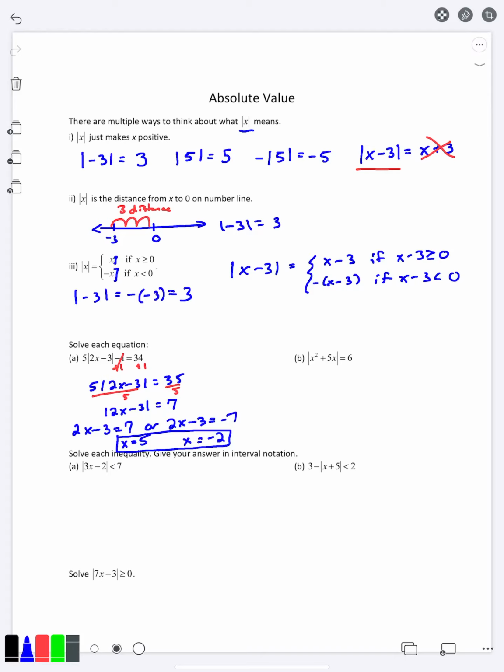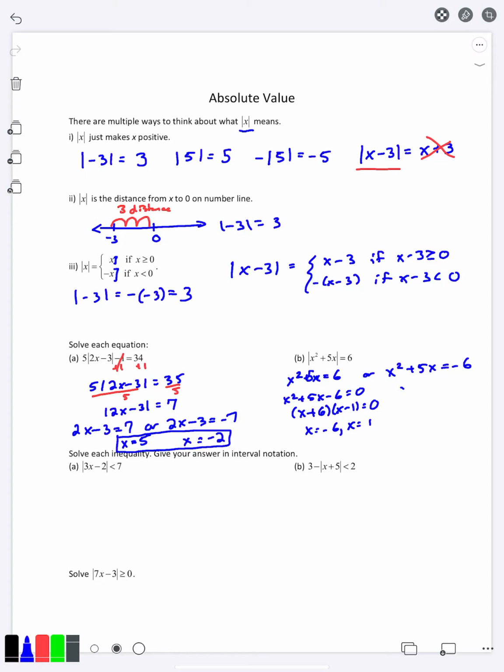For the second one here, they already gave us the absolute value by itself, so we can go straight to splitting this up to saying either x squared plus 5x is 6, or x squared plus 5x happens to be negative 6. And then this would give me x squared plus 5x minus 6 is 0. I can factor that as x plus 6, x minus 1. I get the answers negative 6 and positive 1.